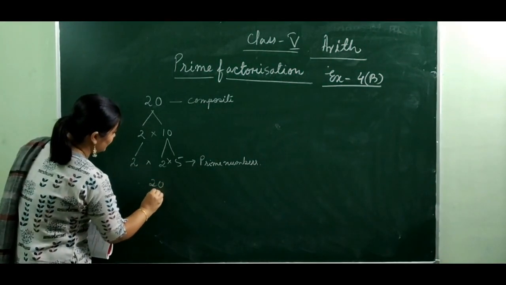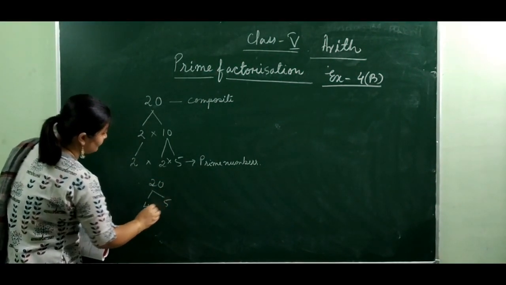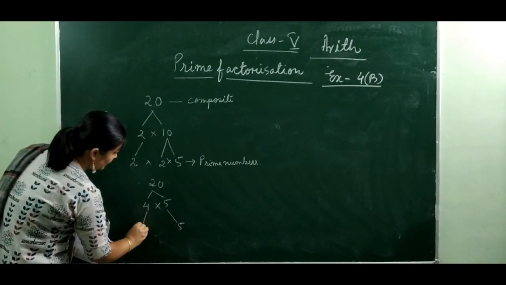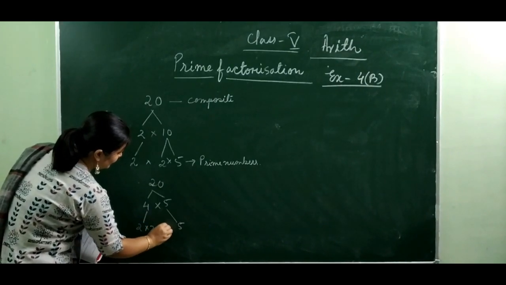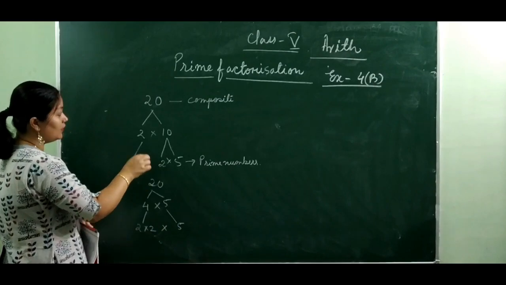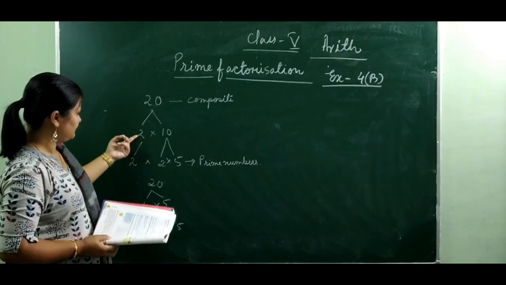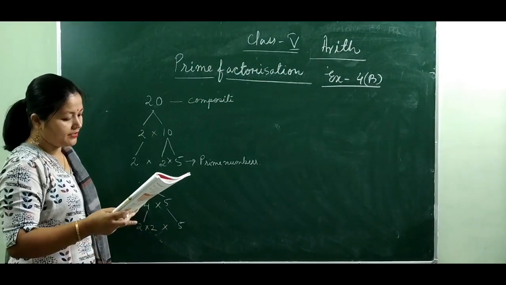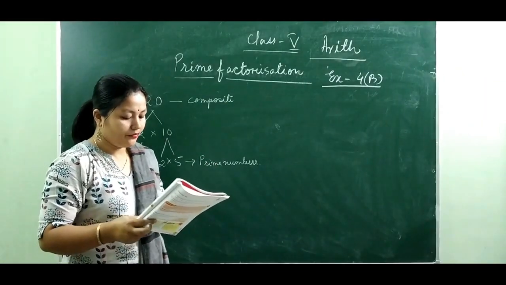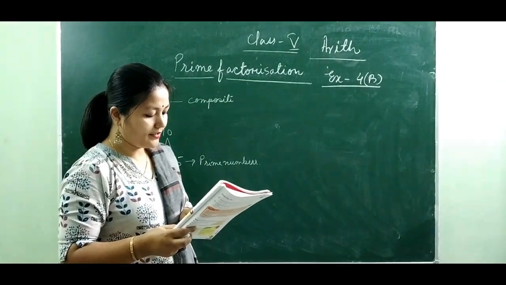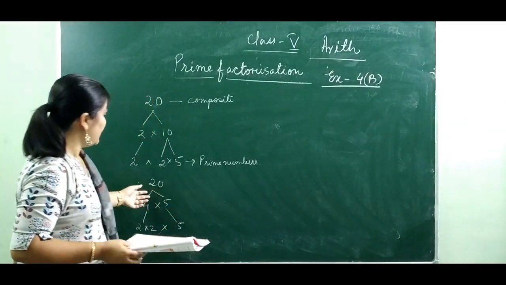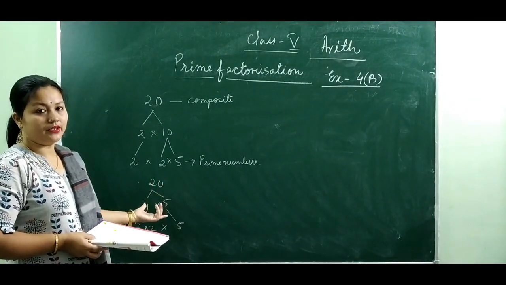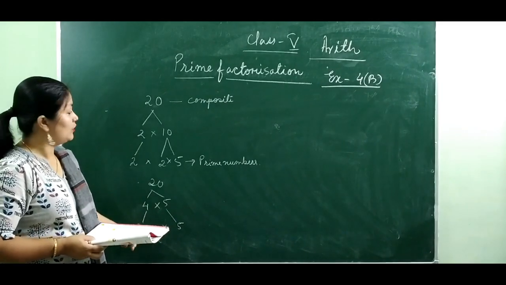You can see here 20. If you write 4 times 5 equals 20, the 5 will remain the same because it's a prime number, and 4 we can break down as 2 times 2. So we got the same factors. So whether you start with the smallest prime number, that is the first method, or this second method, it doesn't matter which 2 factors you start with, you will always end up with the same prime factors. Any number you start with, if you can factorize it, at last you will get the same answer.